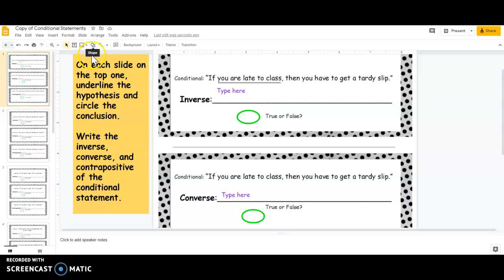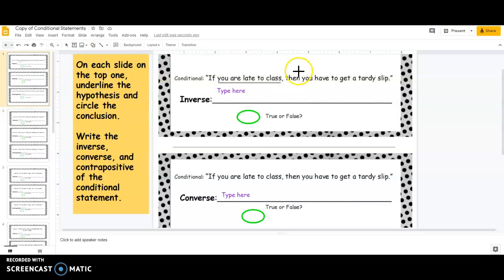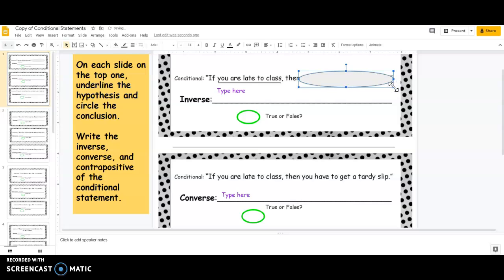So I'm going to come over here to my shape tool. I'm going to click my shapes, and I'm going to click circle, or it's actually the oval tool. And I'm going to draw an oval around the you have to get a tardy slip. Okay, so it does fill it in, but that's okay because I can come over here to my fill color section and click transparent, and now I can see through it. So if you are late to class, then you have to get a tardy slip. You are late to class is the hypothesis. You have to get a tardy slip is the conclusion.